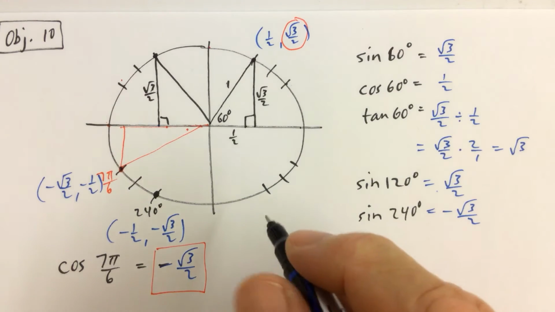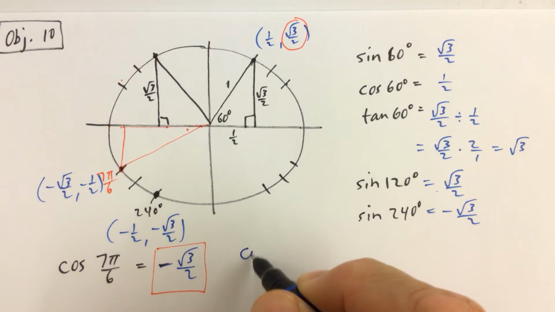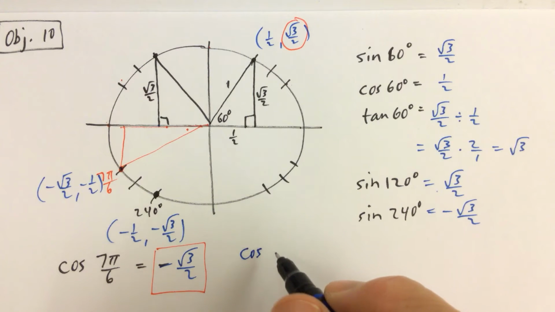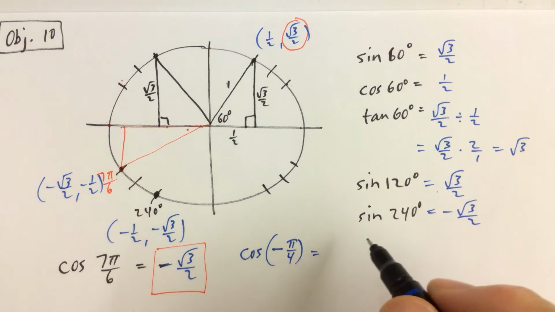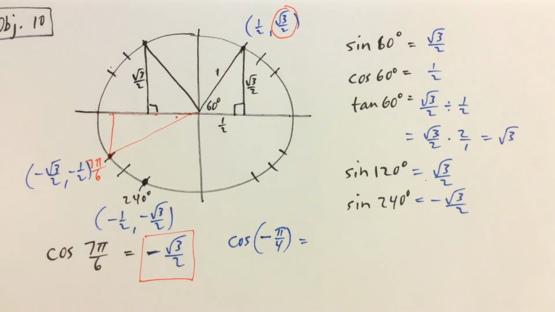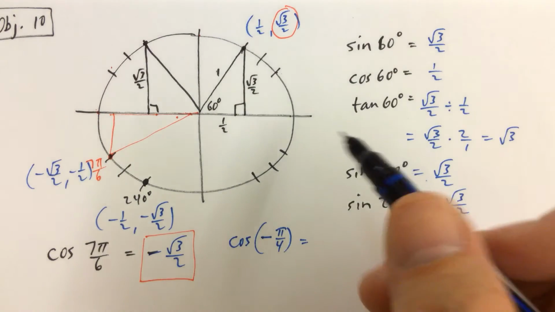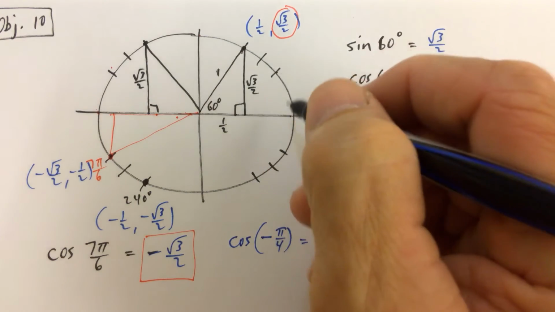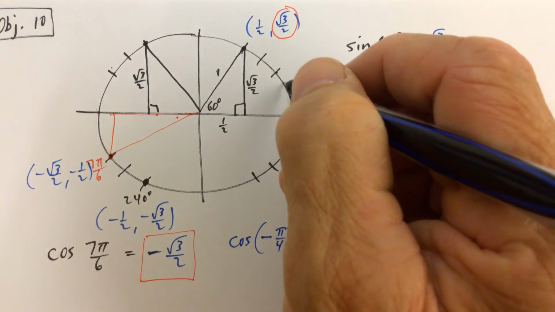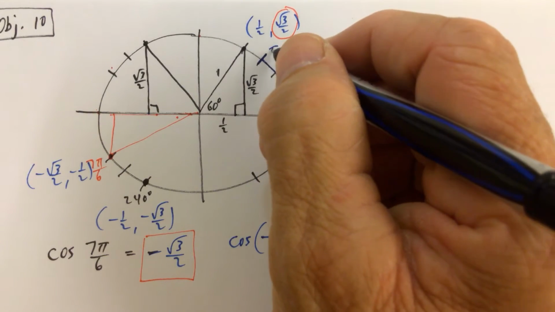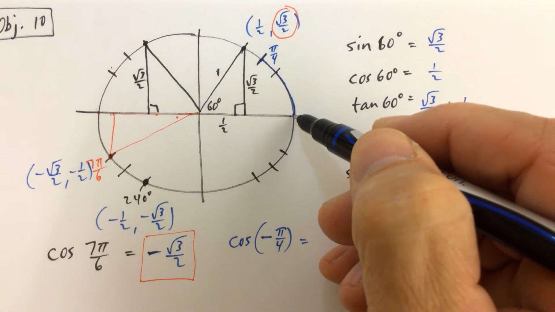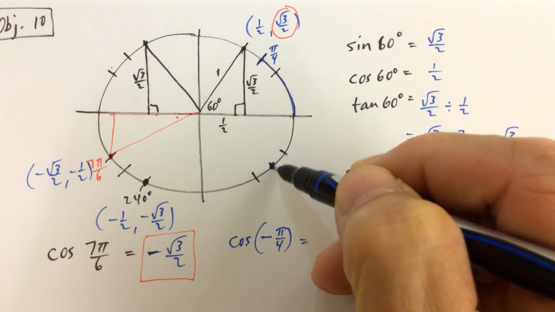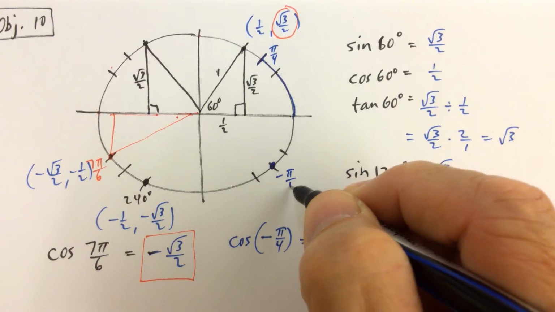And then let's find the cosine of, sorry, I'm doing different colors here, cosine of, let's say, negative pi over 4. Okay, so we haven't done one of those yet, so this could be a little tricky. But if you know how to count around the unit circle, when you go in the counterclockwise direction, the pi over 4 angle measure is right there. Therefore, the negative pi over 4 angle measure would be right there. So that's negative pi over 4.